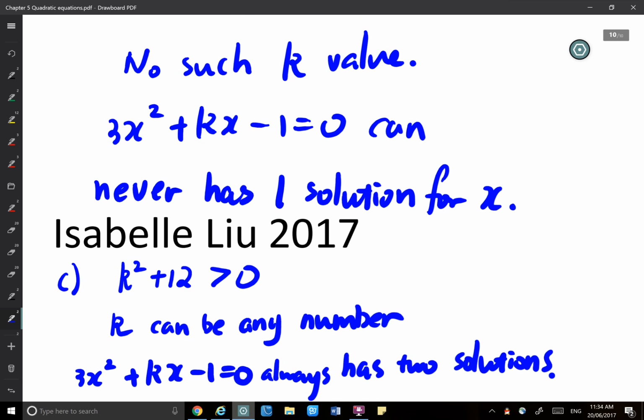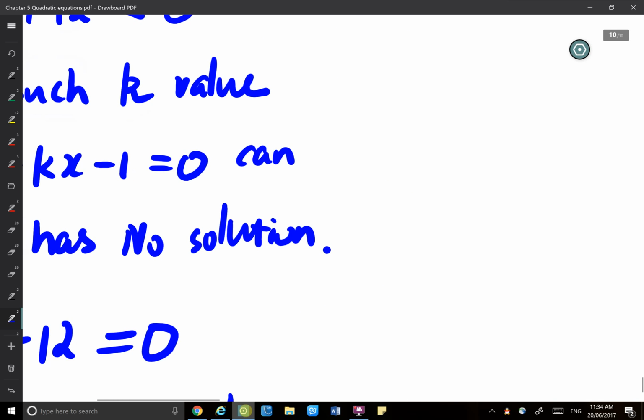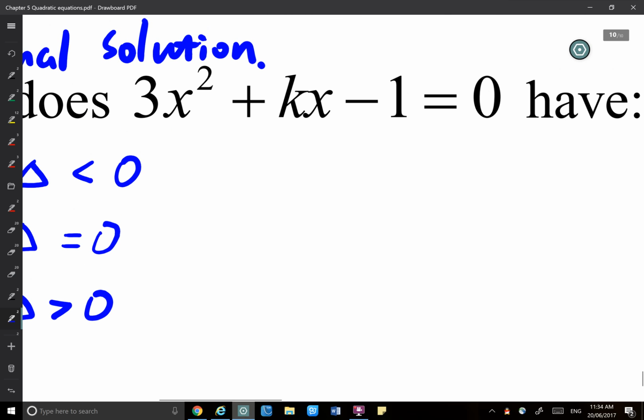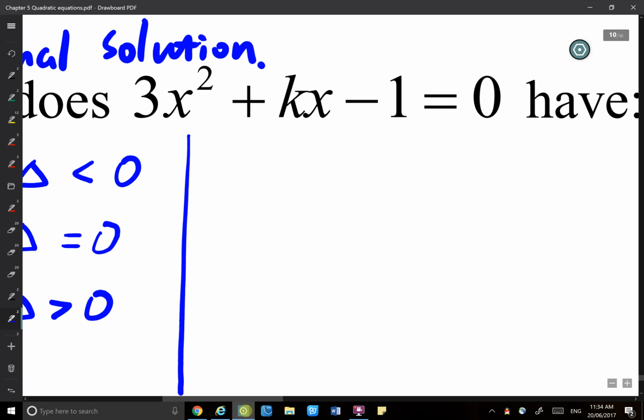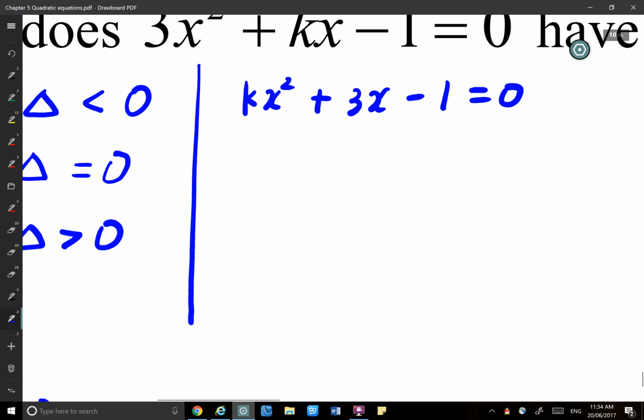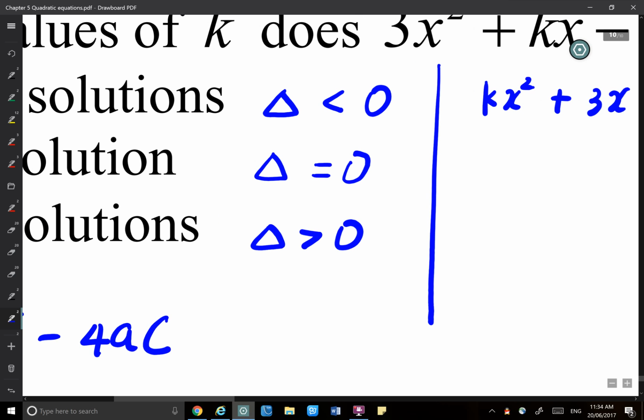Alright, let's just change this question a little bit. I don't really like this question because it's not really fun. Let me make this k squared plus 3x plus 1 or minus 1 equals 0. I just change the k and 3. I change the question to that.